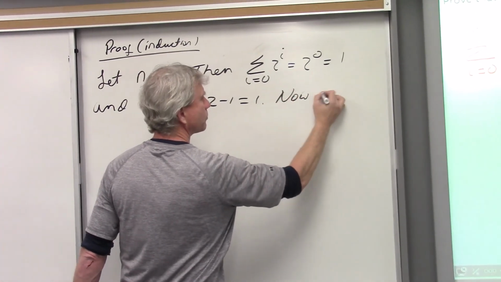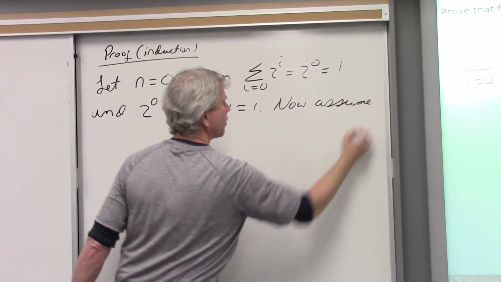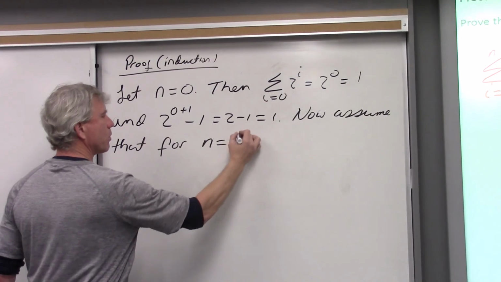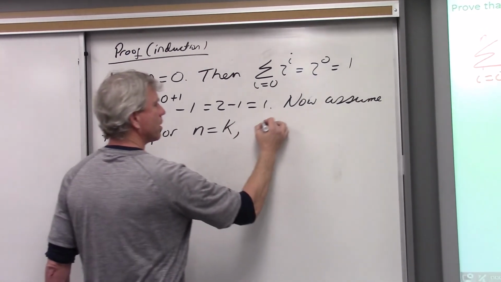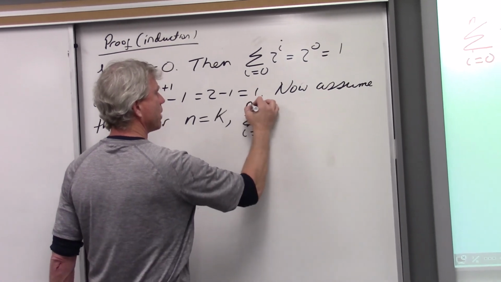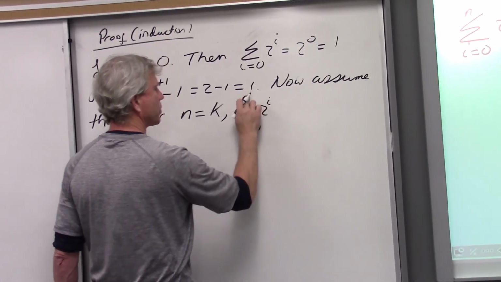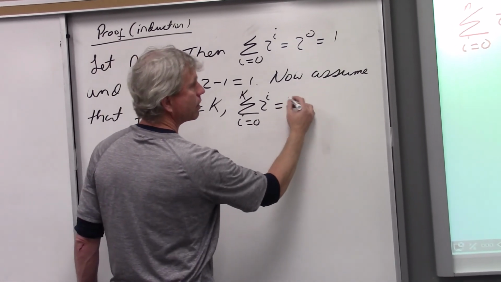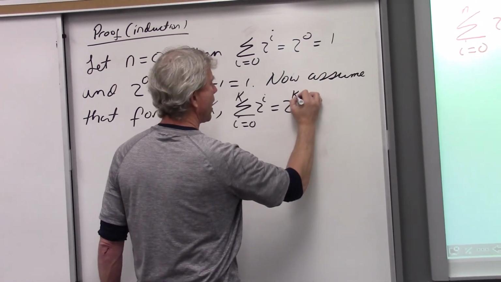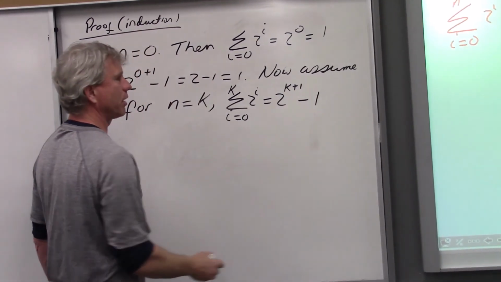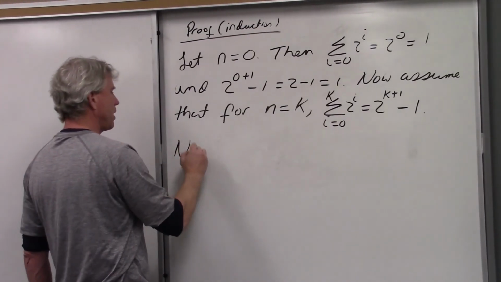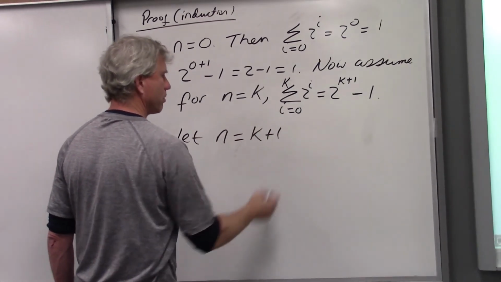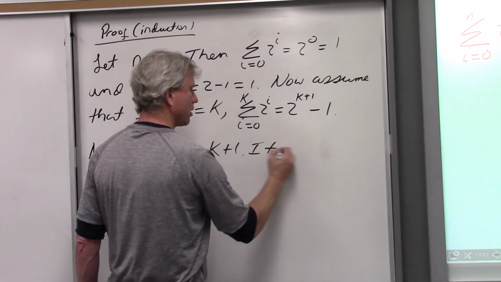Now, assume that for n equals k, the formula works. The sum from i equals 0 to k of 2 to the i is just given by 2 to the k plus 1 minus 1 using the formula. Now let n equal k plus 1.